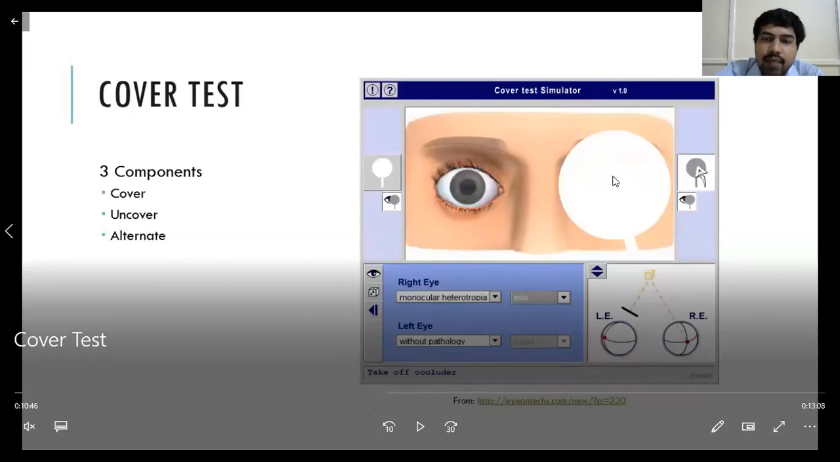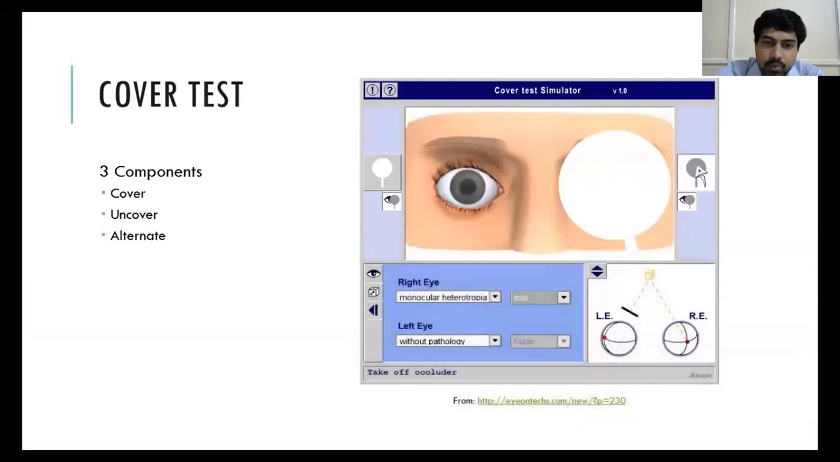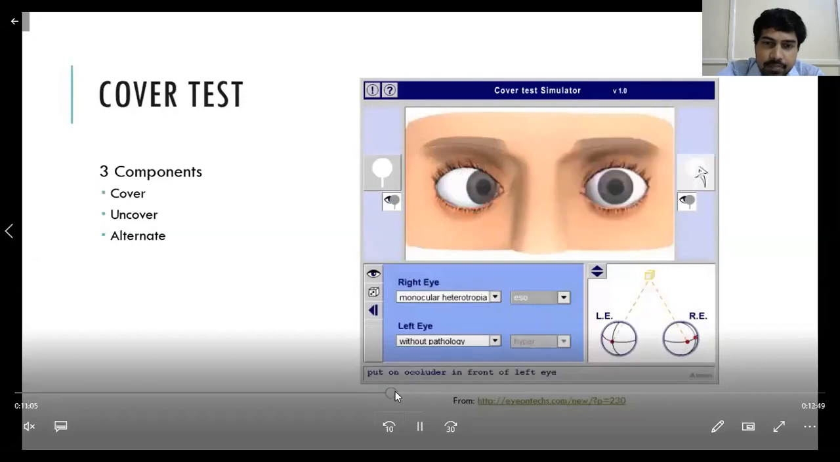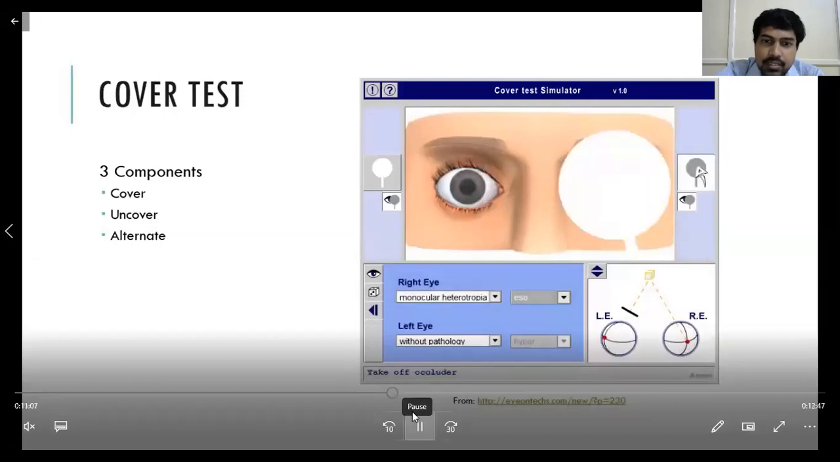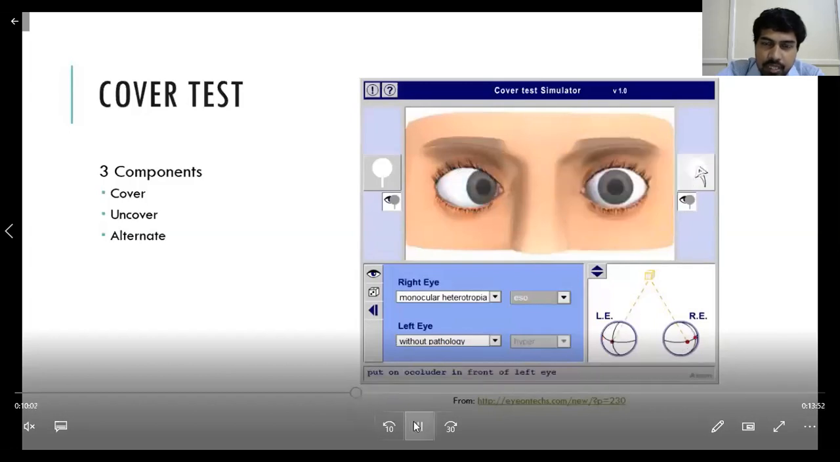Suppose both eyes are having equal vision. So then what happens is, actually what is happening here, we'll see an example, you'll understand. Heterotropia, hope you all are clear with that. If any doubts, please message.